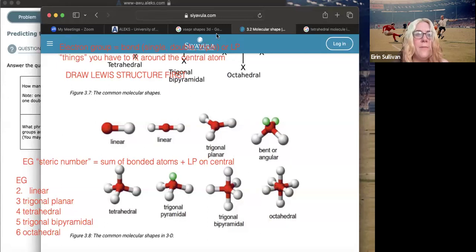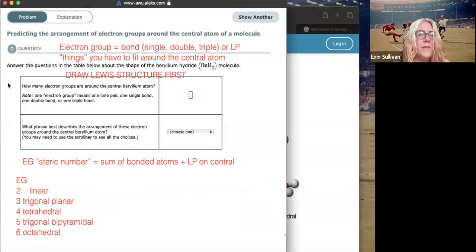So I guess we should probably get back to the question at this point. How many electron groups are around the central beryllium atom? Well, we've got to draw this thing first, right? So beryllium is in group 2, so it's got 2 valence electrons, and we've got 2 hydrogens, each with 1 valence electron, so we've only got 4 valence electrons to play with.